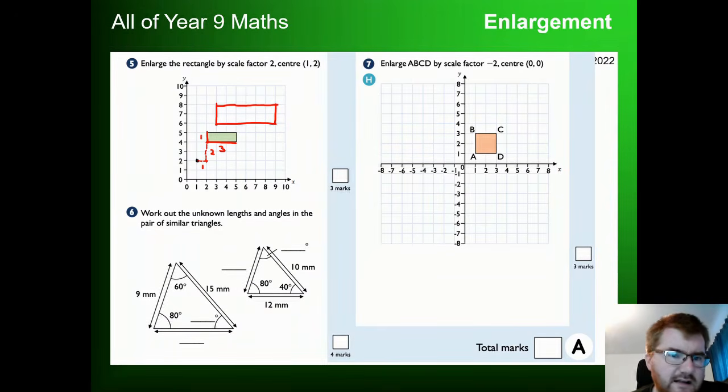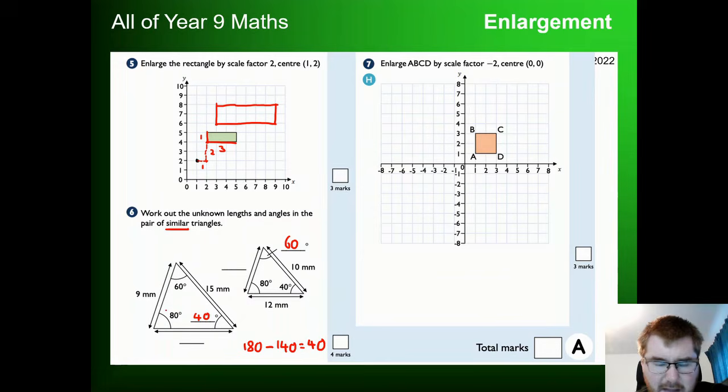Question 6, we need to work out the unknown lengths and angles in the pair of similar triangles. So we're told they're similar, so in the same proportion. That's important. Notice here we've got 80 and 60. Angles in a triangle add up to 180. So to work out this one here, we need to do 180 minus these added together, which is 140. So that's equal to 40. So in fact, you'll notice that for both of these, they have the same angle, so all 3 angles are the same, which has to be true for a similar triangle.